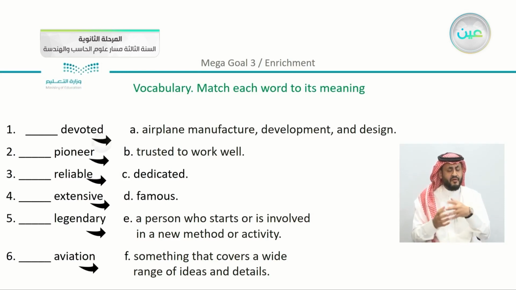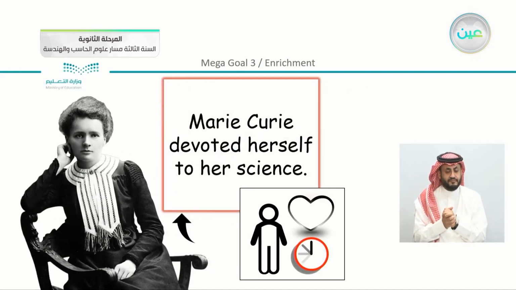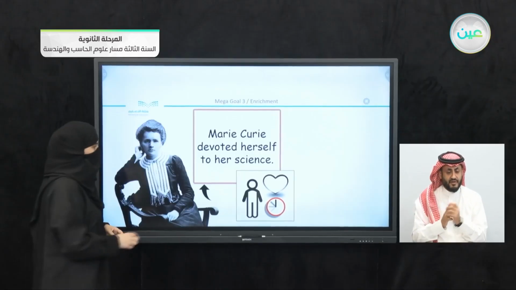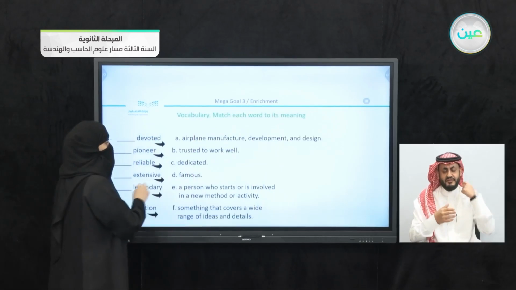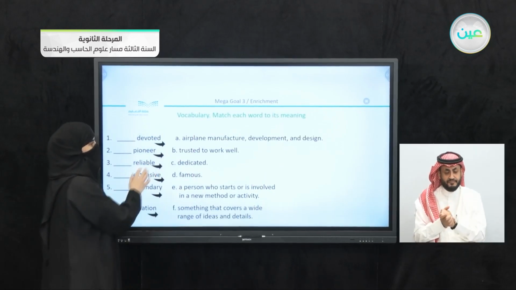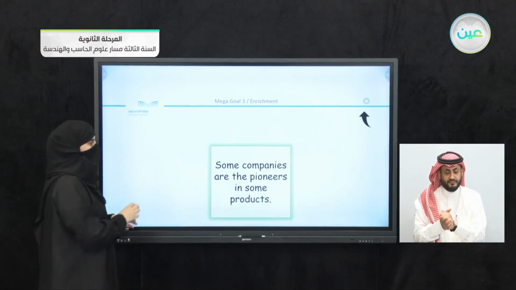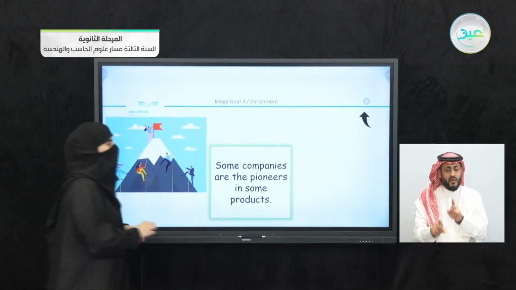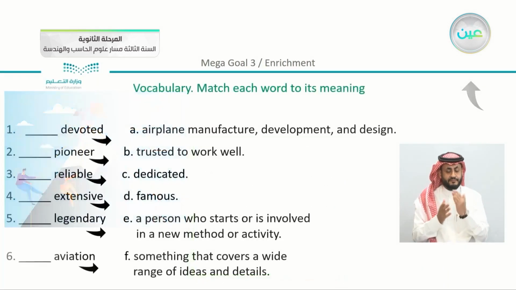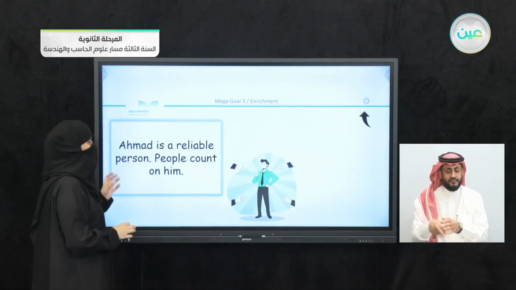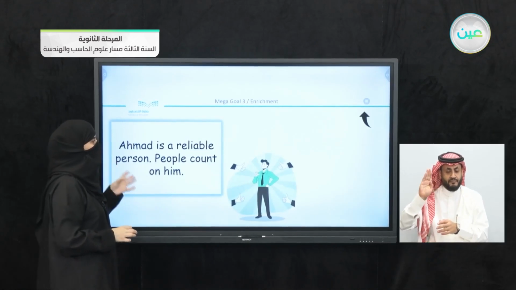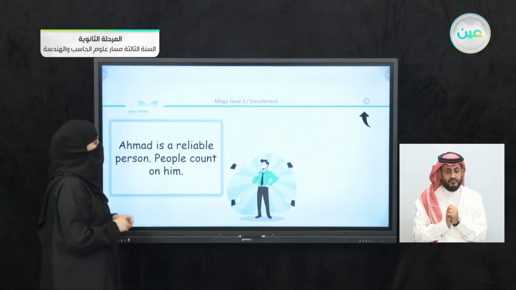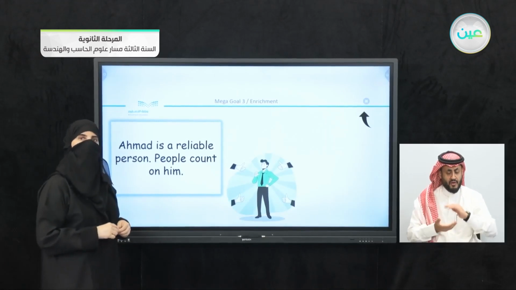So I'm going to just give you short hints here. We said that Marie Curie devoted herself to her science. Also, we mentioned pioneer. For example, we said that some companies are the pioneers in some products. Moving on, we had also the word reliable. We said that, for example, Ahmed is a reliable person. People count on him.